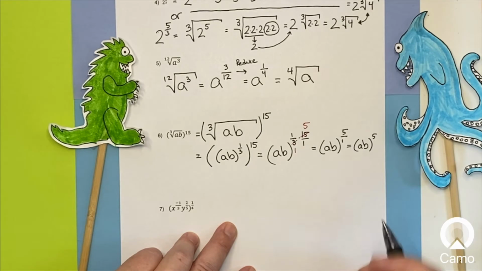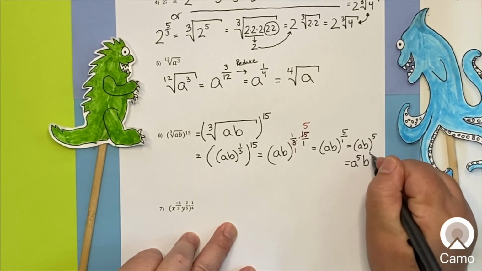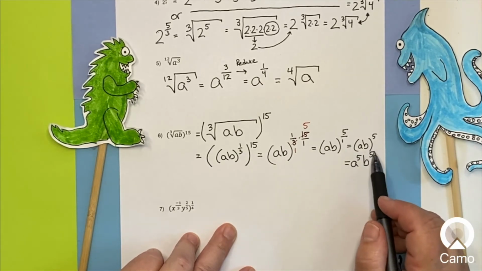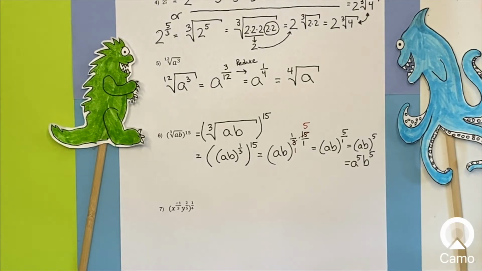And it may be written, and again, this is going to depend on what the instructions say. It could be that they want you to write it out as a to the 5th, b to the 5th, or it may be that it is acceptable to write AB, the whole product to the 5th power. That's going to depend on the setting again.